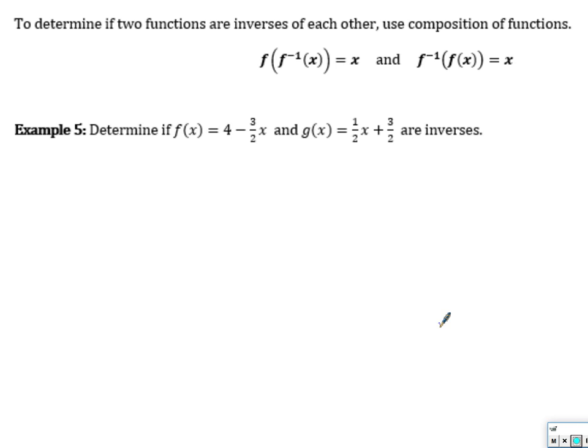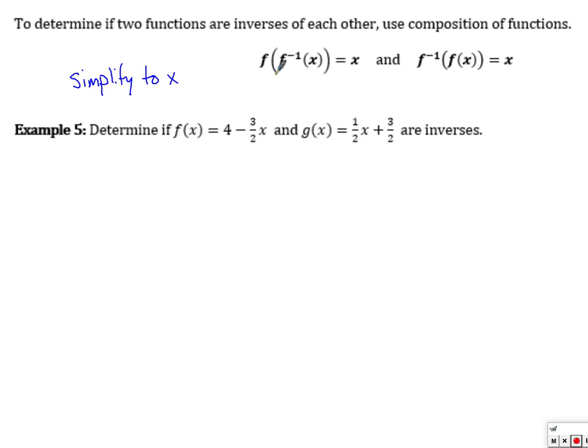Remember, last video we talked about composite functions. So to decide whether or not two things are inverses, what I can do is find both composites. So remember, this would be f of the inverse, and this would be the inverse of f. And so we plug them into each other and find those composite functions. If they are inverses, it will simplify to just x. Both composites will simplify to just x.